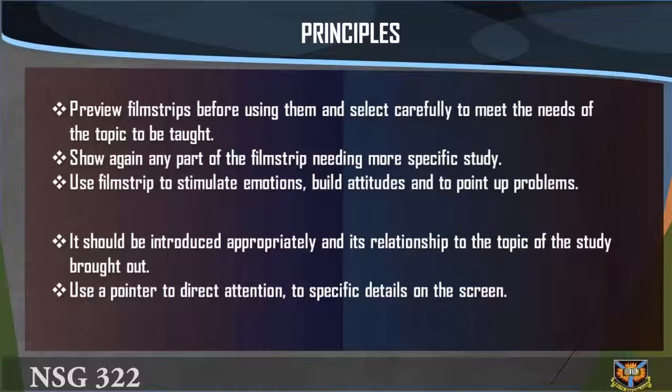Principles. Preview film strips before using them and select carefully to meet the need of the topic to be taught. Show again any part of the film strip needing more specific study. Use film strips to stimulate emotions, build attitudes, and to point up problems. It should be introduced appropriately and its relationship to the topic of the study brought out. Use a pointer to direct attention to specific details on the screen.